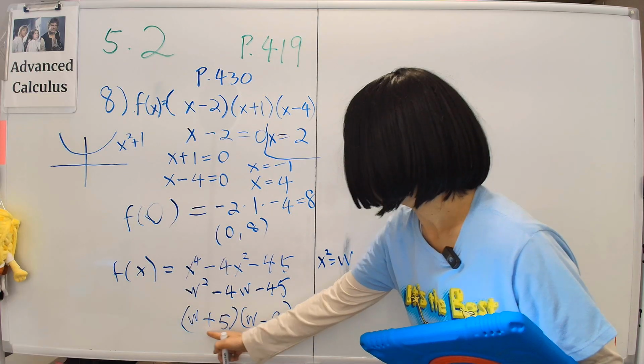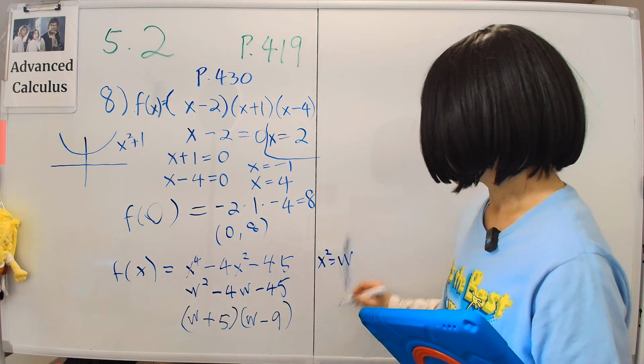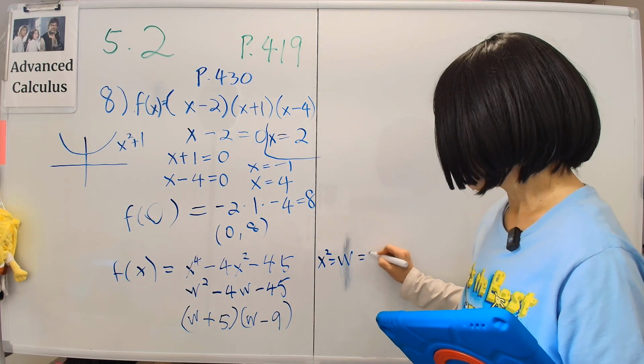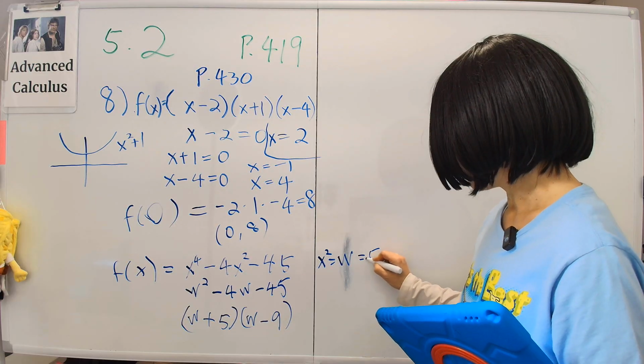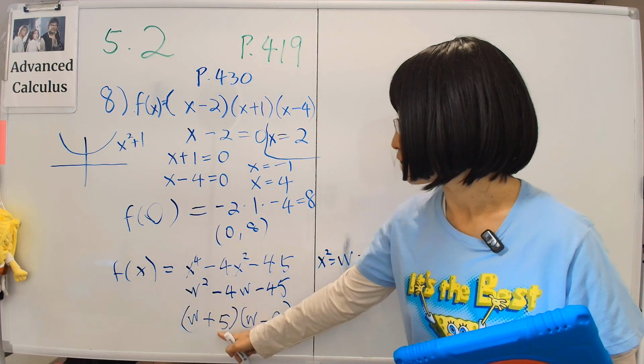And so then from here we get that w is equal to 5, minus 5, I mean, because w plus 5 is 0.